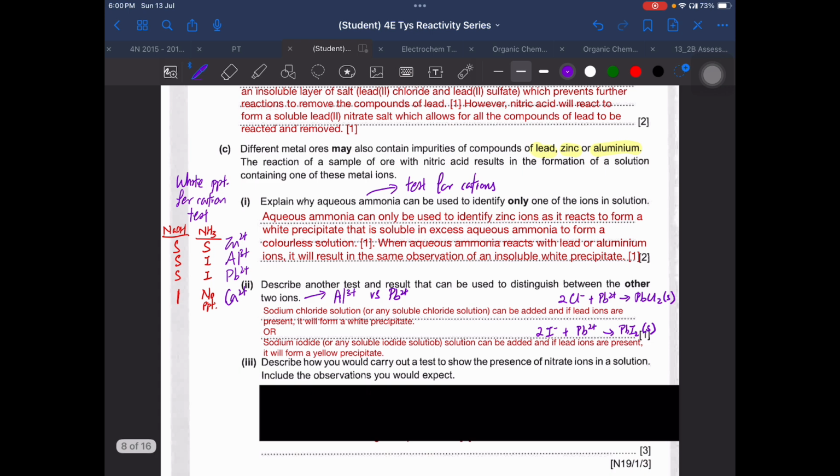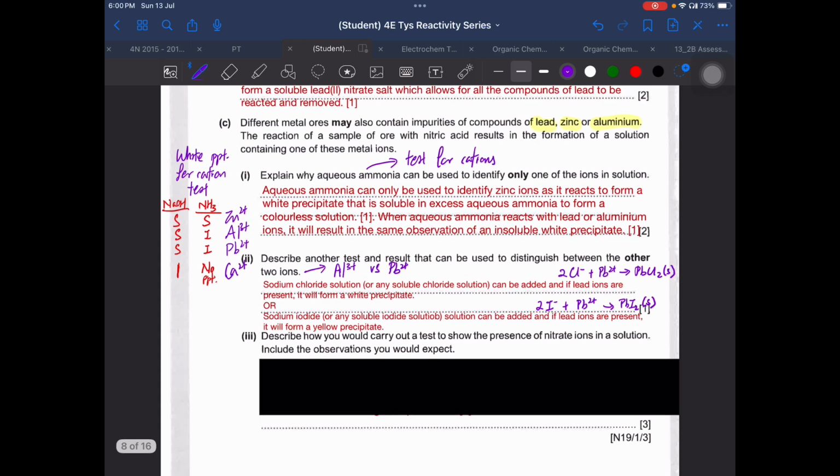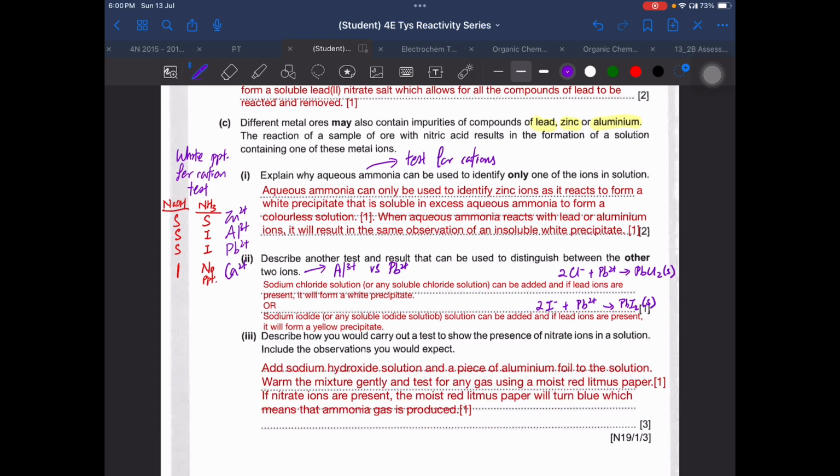And then the very last question is on how to test for nitrate ions. So the test for nitrate ions is pretty straightforward. You're supposed to add sodium hydroxide solution and a piece of aluminum foil, warm the mixture, and then test for any gas using a moist red litmus paper. Once there are nitrate ions present, the moist red litmus paper will turn blue because ammonia gas will be formed. So this will be the last 3 marks of this question.